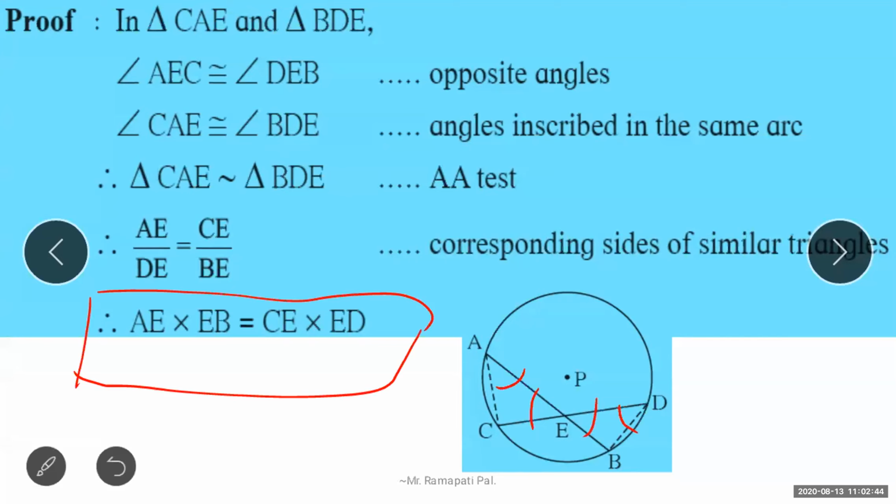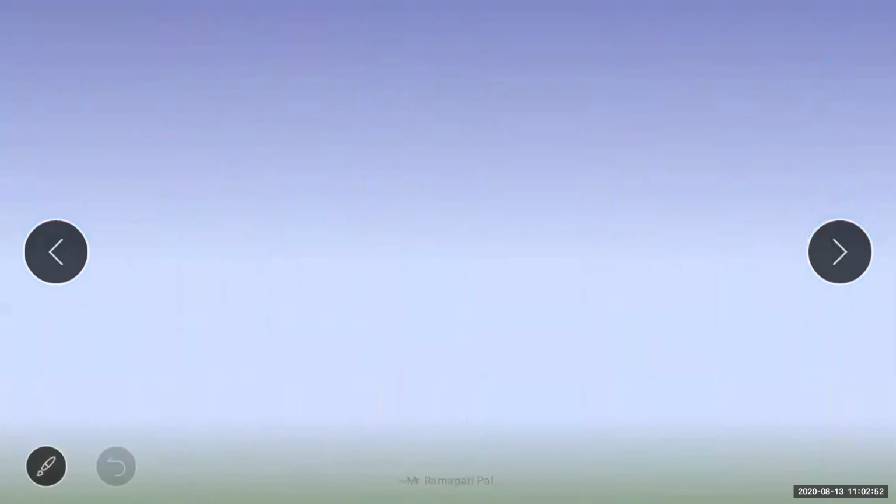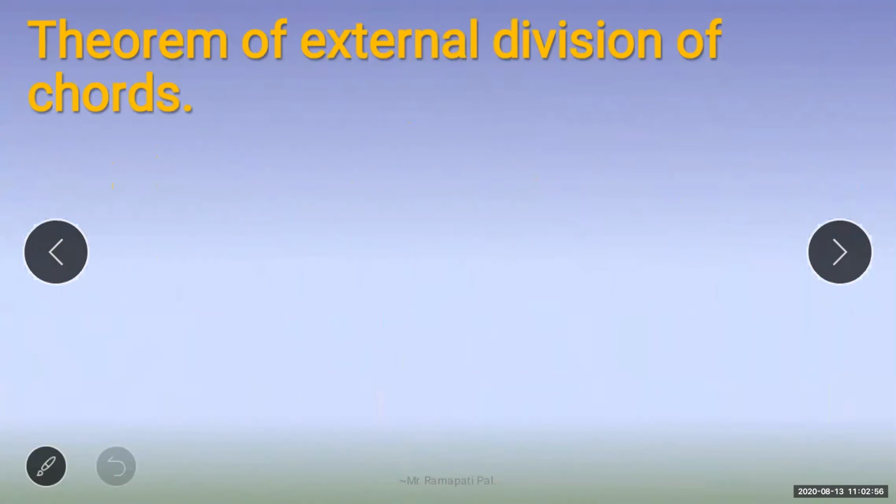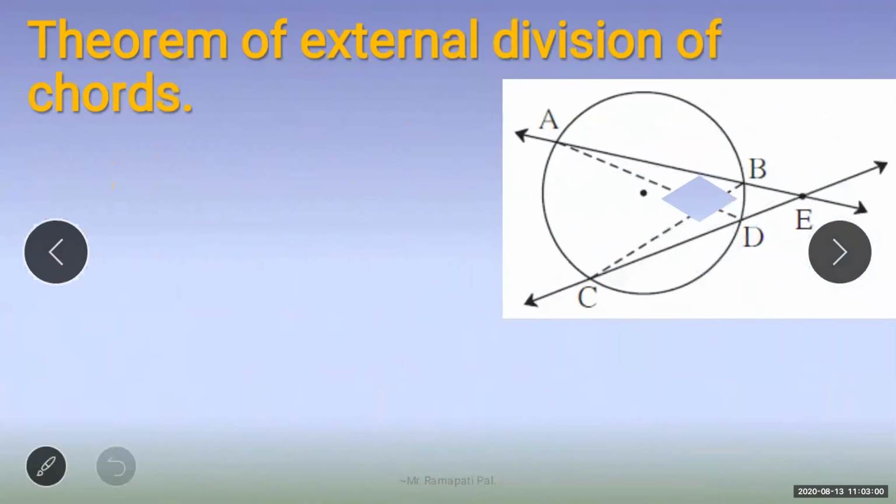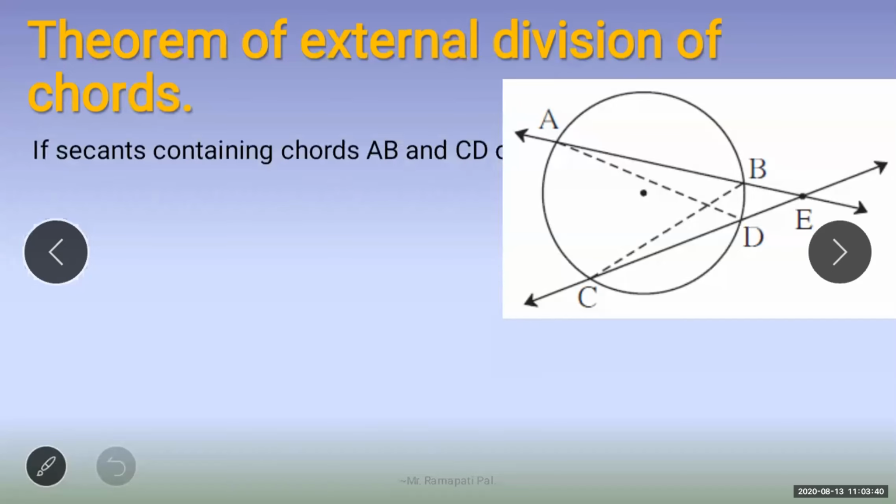Now we are going to see one more theorem, that is the theorem of external division of chords. First of all, we will see the diagram of how the two chords intersect outside of the circle. AE and CE are meeting at a point E. Is it clear? If secants containing chords AB and CD of a circle intersect outside the circle in point E, you can see the chord AB.